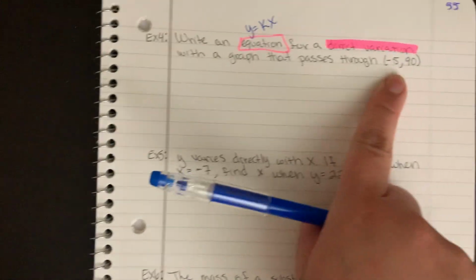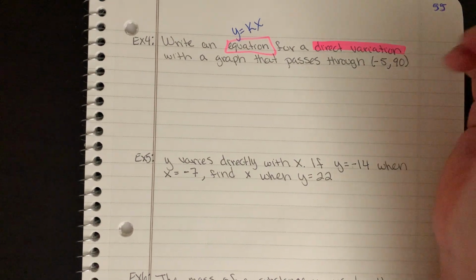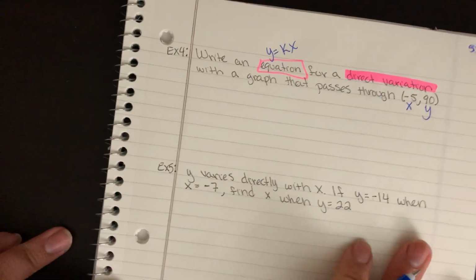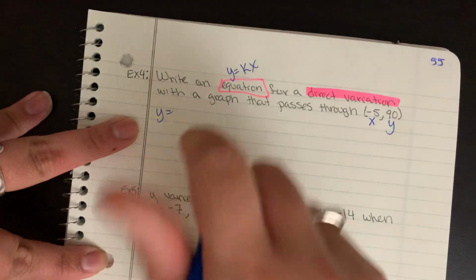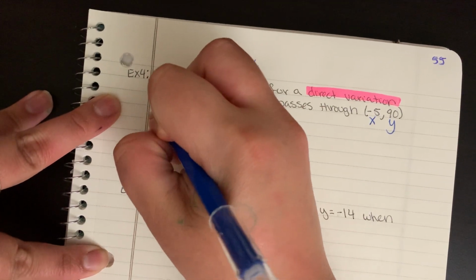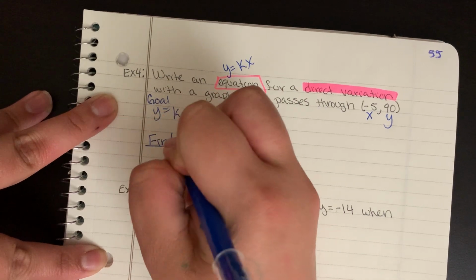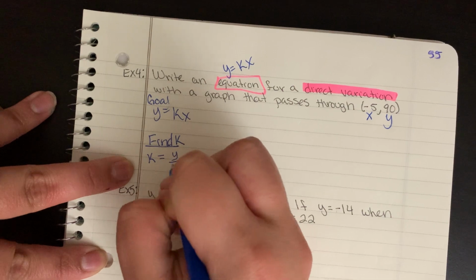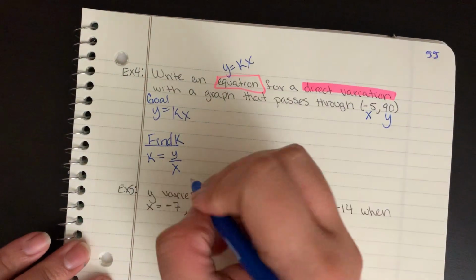So this time I gave you an ordered pair, but that's okay, because every time you see an ordered pair, what are you going to label it? X, Y, right? So again, you can do it whichever method you want, but I already know how to find my constant of variation. I want y equals kx. This is the goal, so I need to find k. And how do we do that? Well, k equals y over x. So all we have to do is plug these numbers in.